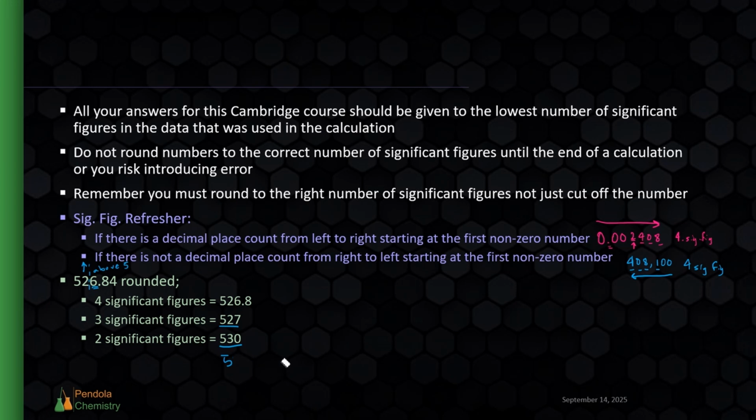When we're rounding, if we have to round and get rid of some digits before a decimal place, we need to convert them to zeros. Why? This 0 is not significant. So 530 only has 2 significant figures, but it keeps the magnitude of the number, so in the hundreds instead of the tens. All right. So that's just a review of how to answer these math questions.